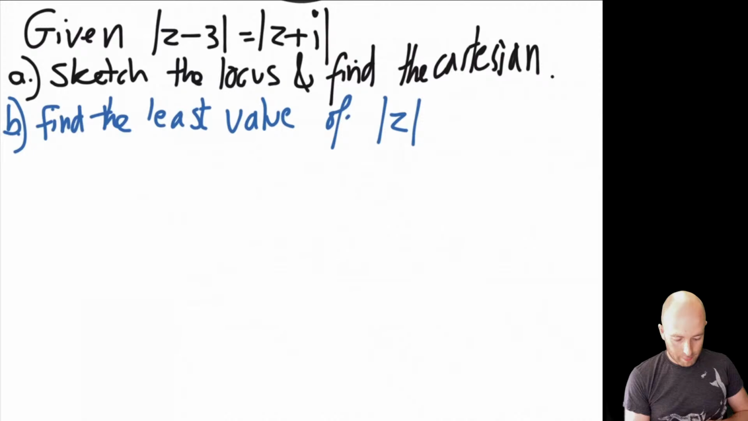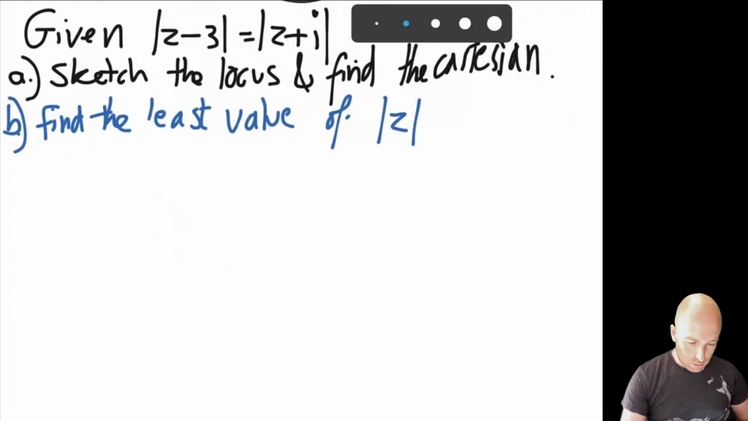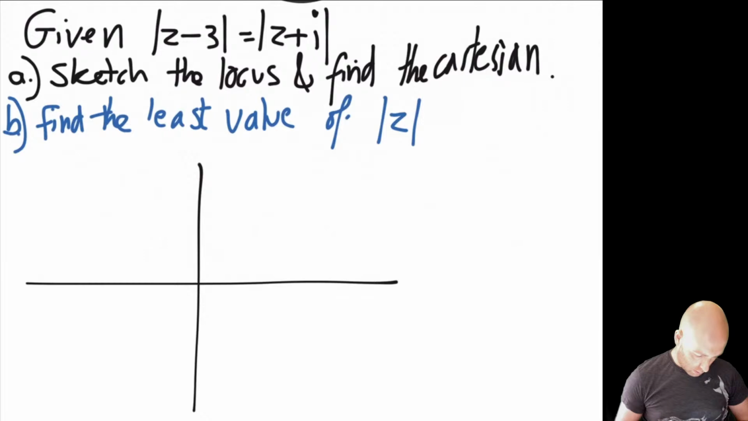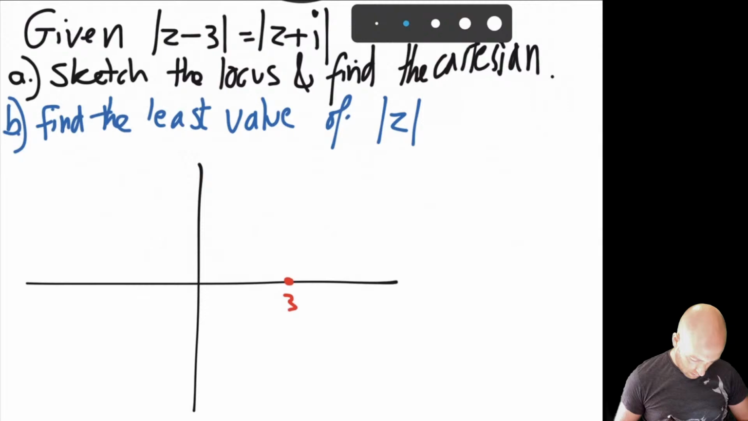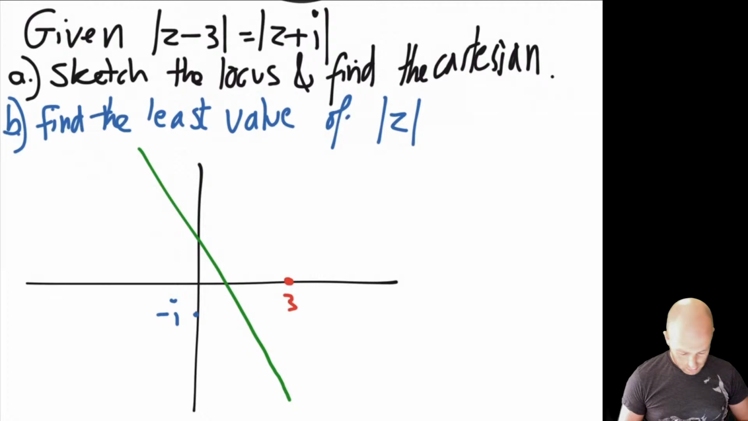All right, sketch the locus, find the Cartesian equation. So, a little bit different this one, I would say. If we sketch the 2 points, you've got z equals 3, so that's going to be this point here, and z equals minus i, which is going to be this point here. So through the middle of this is going to be our perpendicular bisector. These are the points you want to try and find. I've not really drawn that well, but there's our perpendicular line.